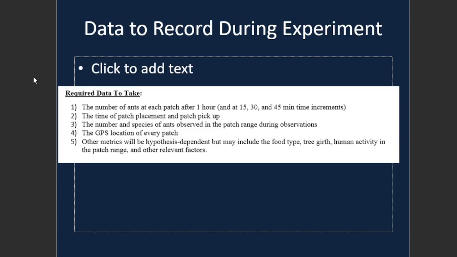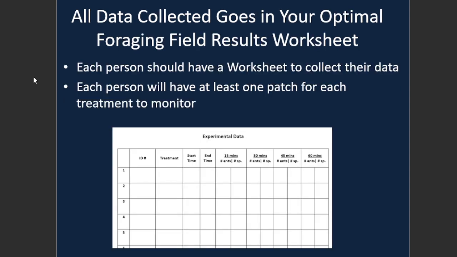So, data to record during the experiment. One, the number of ants at each patch after 1 hour, and at the 15-minute, 30-minute, and 45-minute time intervals. You're going to record the time of patch placement and patch pickup, the number and species of ants observed in the patch range during observation, and the GPS location of every patch. Then other metrics will be hypothesis dependent but may include food type, tree girth, human activity in the patch range, and other relevant variables.